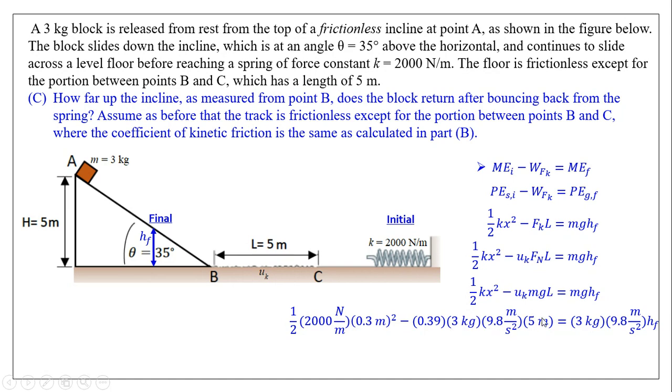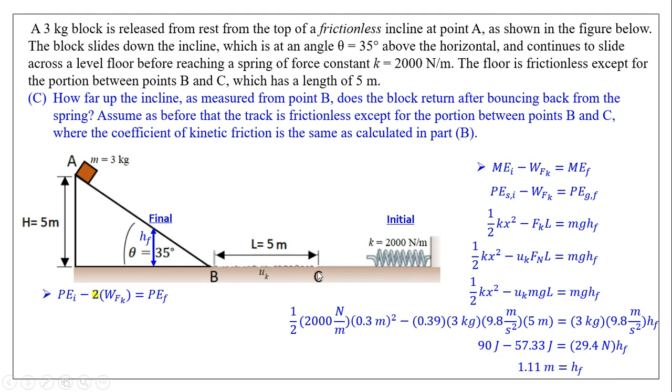Okay, L being 5, M being 3, G being 9.8, HF is our unknown, and if you simplify the first term, you should get about 90. The second term here, you should get about 57.33, and then 3 times 9.8 is 29.4. If you subtract 90 from 57.33 and then divide by 29.4 to solve for HF, you'll get a value of about 1.1 meters, and that's our answer.